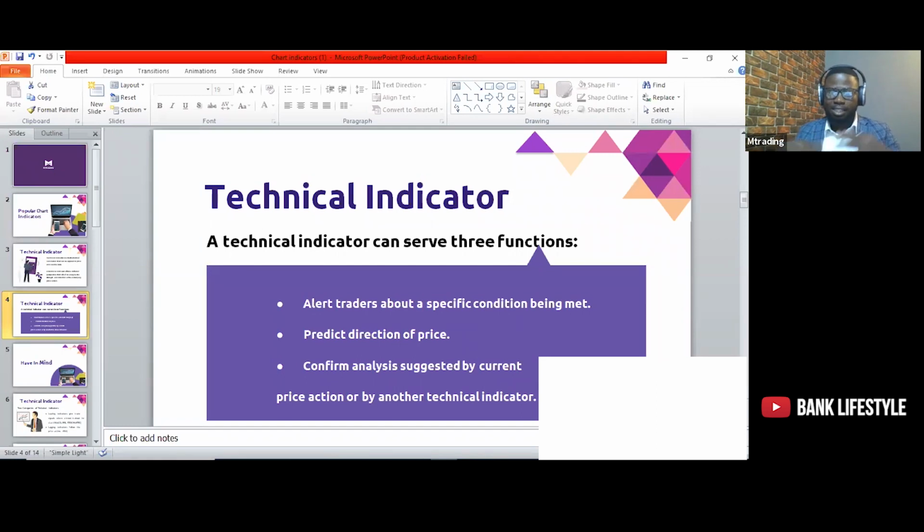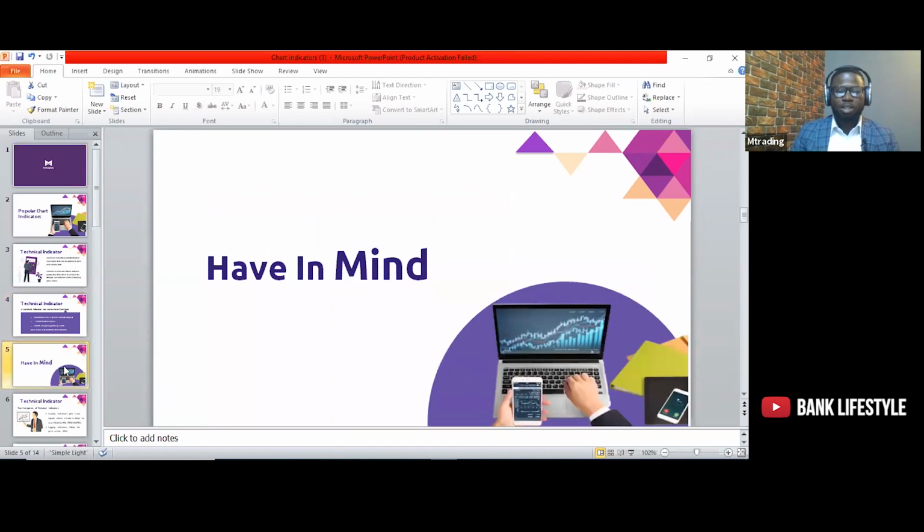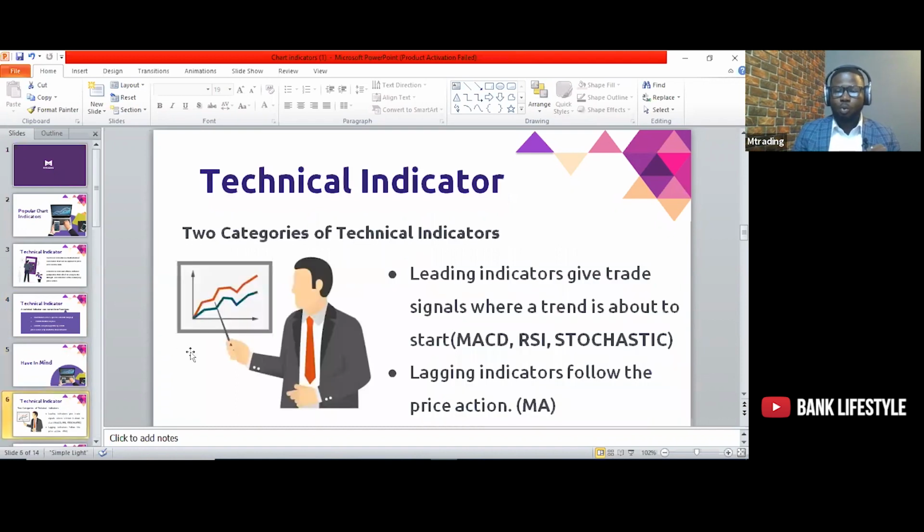So these are some things that technical indicators do in the market, and it's really helpful. I urge every trader to be using indicators, because it really helps you to make good decisions in the market. There are some things you have to have in mind before you use these indicators. What you need to know is that we have two types of indicators. The first one is called the leading indicator, and the second one is called the lagging indicator.